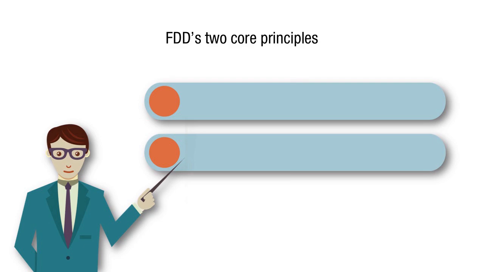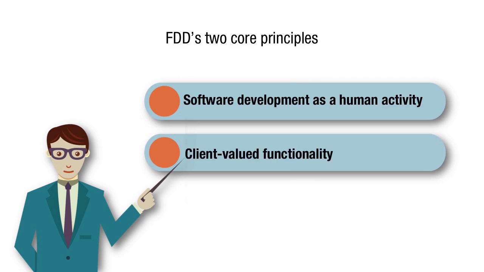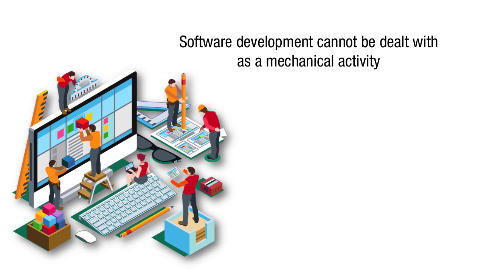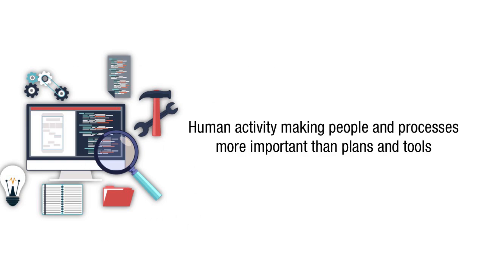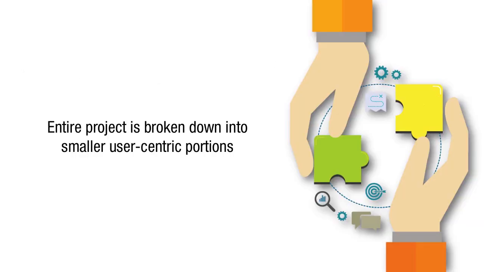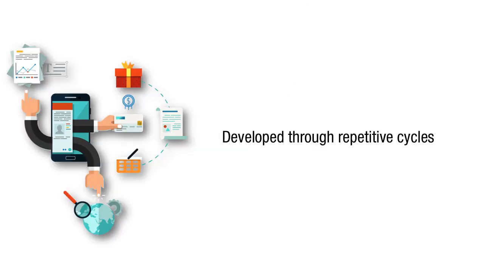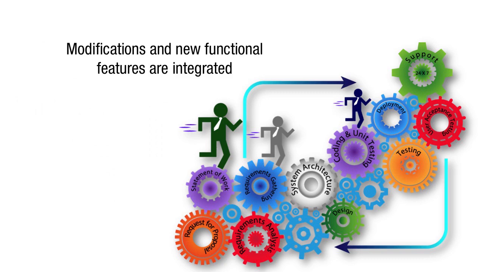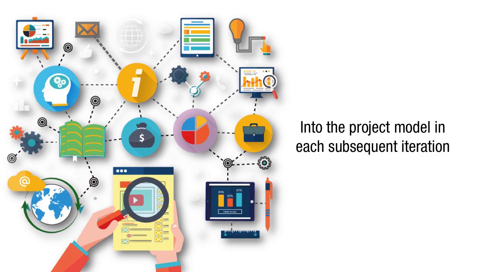This reflects FDD's two core principles: software development as a human activity, and a client-valued functionality. The first implies that software development cannot be dealt with as a mechanical activity, but is essentially a human activity, making people and processes more important than plans and tools. Secondly, the entire project is broken down into smaller user-centric portions, which are developed through repetitive cycles in which modifications and new functional features are integrated into the project model in each subsequent iteration.